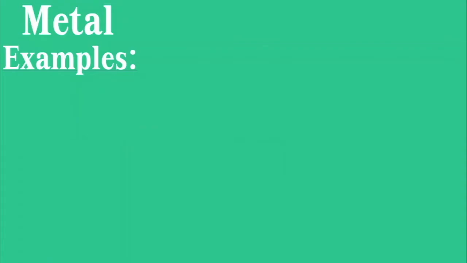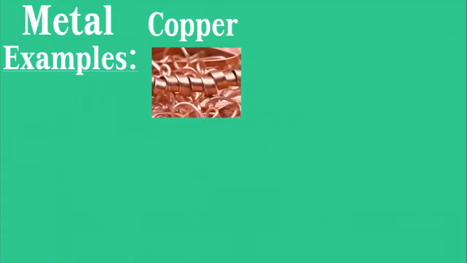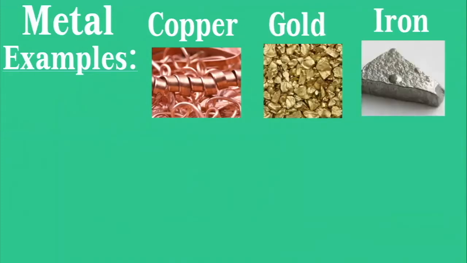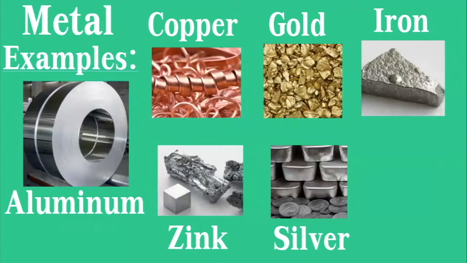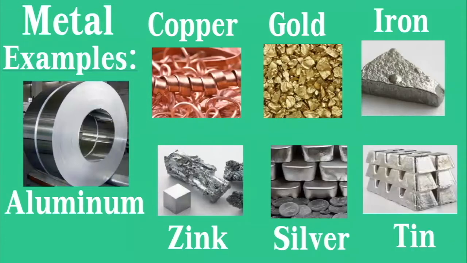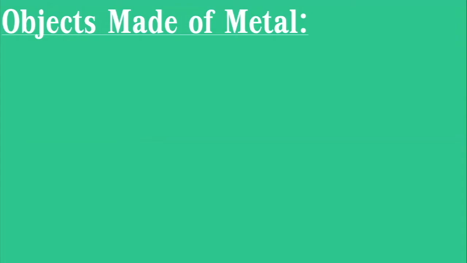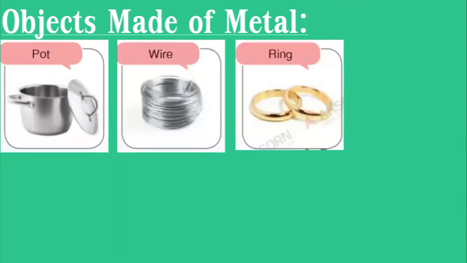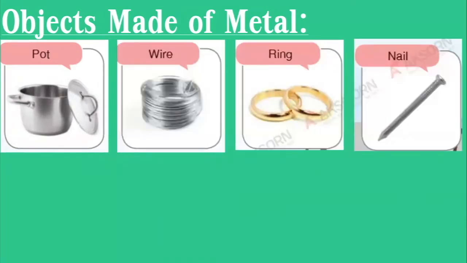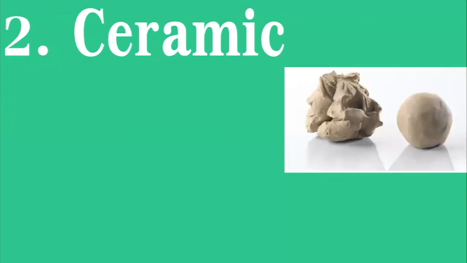Let's observe examples of metal. Okay, it's copper, gold, iron, aluminum, zinc, silver, tin. Right? So, objects made of metals. What objects can we make from metal? It's pot. Repeat after me, please. Pot, wire, ring, nail. Okay.